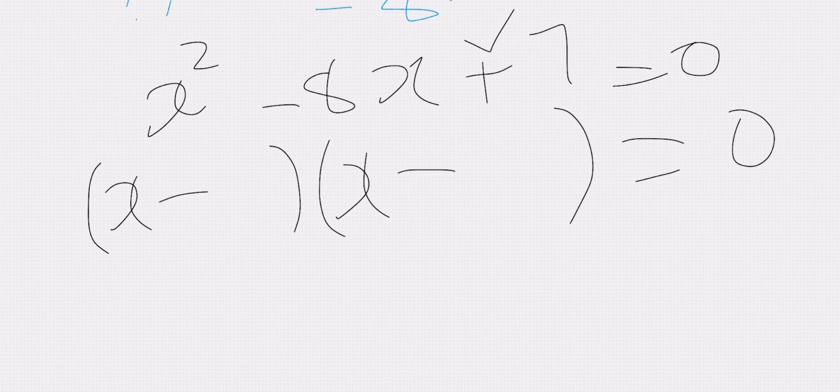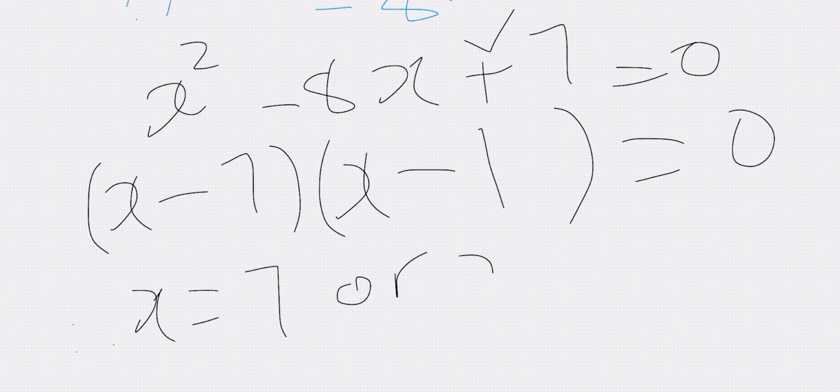What are the factors of 7? It's 7 and 1, yeah? You're done. You're literally done. Therefore, your x will be equal to 7 or your x will be equal to 1. But you're not done because they asked you to solve for x and y simultaneously, né? So you need now to solve for y again.